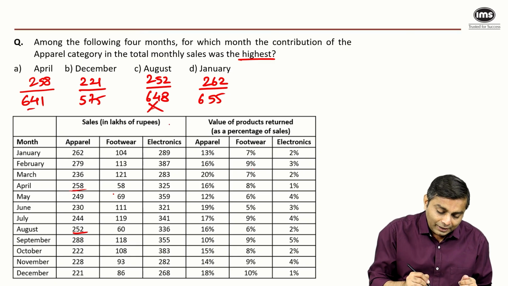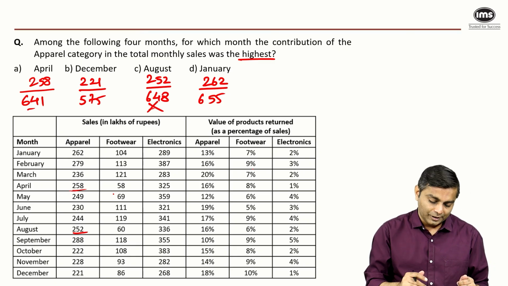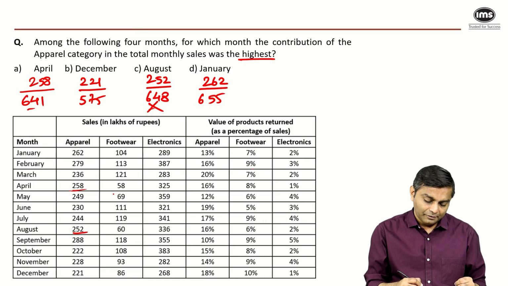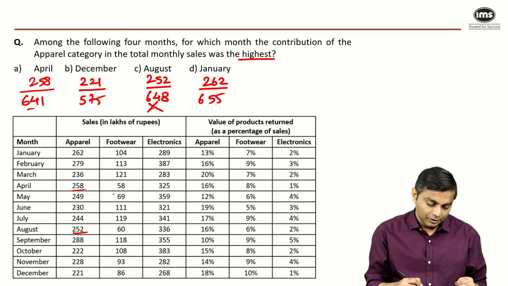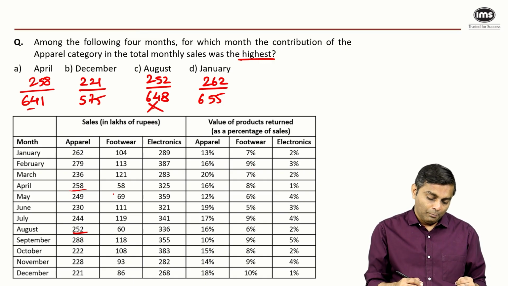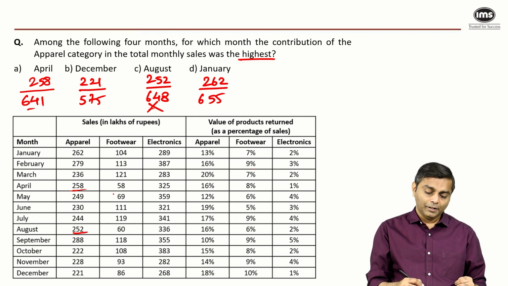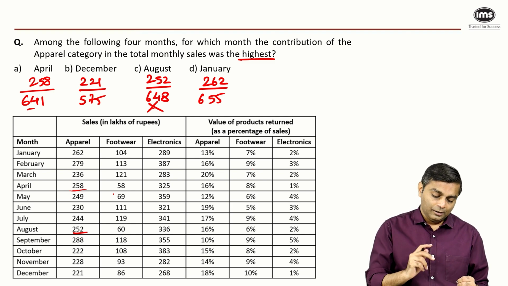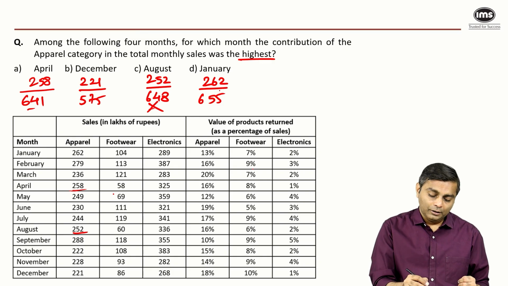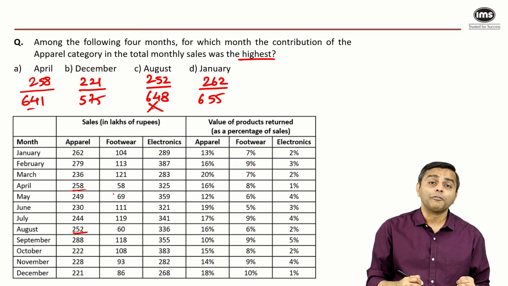So we can completely eliminate August as the first thing. 221 on 575, 262, I don't really know, but is there any way that we can do it without the calculator? Yes, see, January, 262 upon 655.